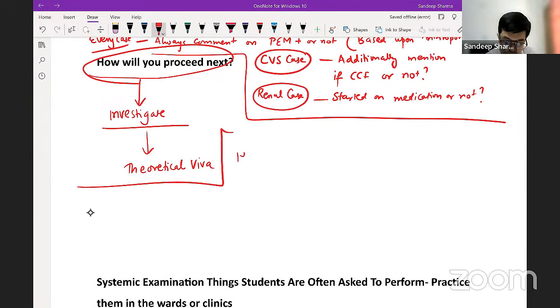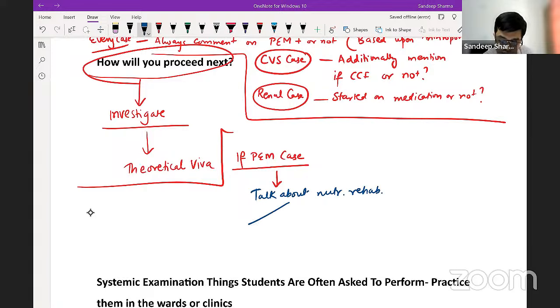However, if it is a protein energy malnutrition case, if it is a PEM case, in these patients, you will need to talk about nutritional rehabilitation. And this is where two things the viva will go into. One thing, what is SAM management? SAM management is severe acute malnutrition management. It is done in two ways, at home or in hospital.